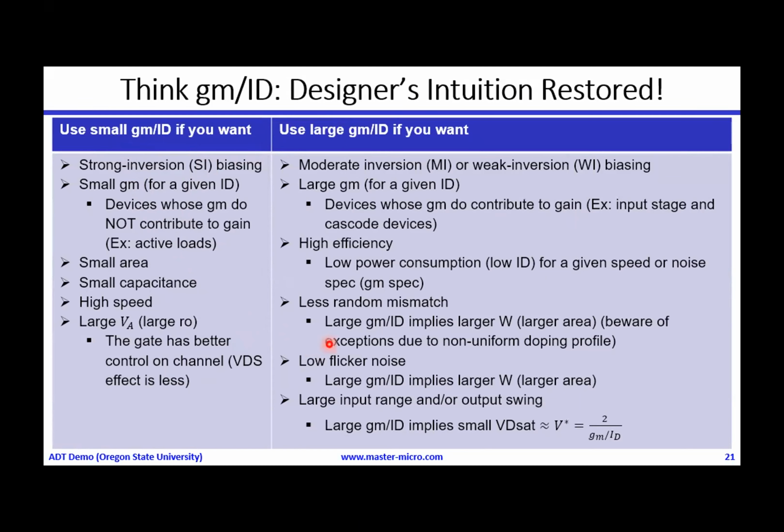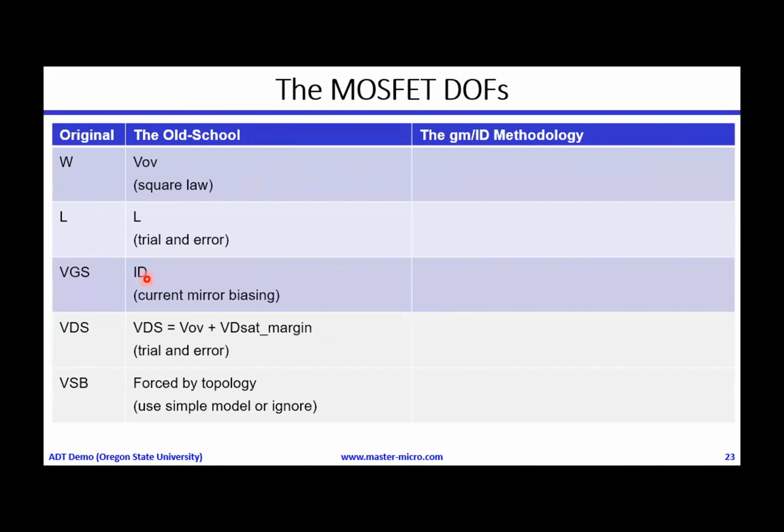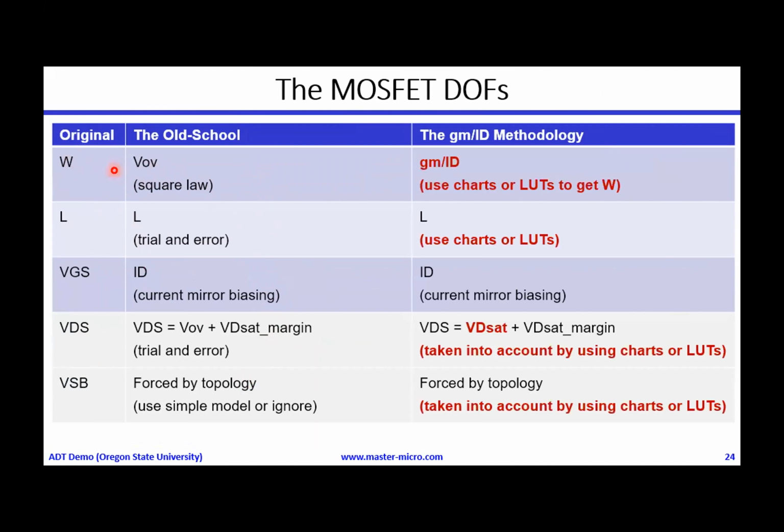So if we summarize this point without wasting too much time, the MOSFET as a mathematical problem has 5 degrees of freedom. The old school replaced the W with the overdrive voltage, and then they used simple equations and trial and error to calculate the rest of the parameters. The gm/ID methodology replaces both of these, the W and overdrive, with the gm/ID, and then we can use charts and lookup tables to get all the parameters that we need very precisely with simulator accuracy.